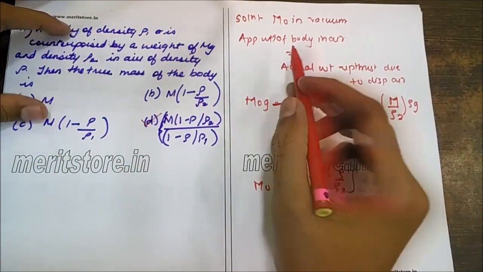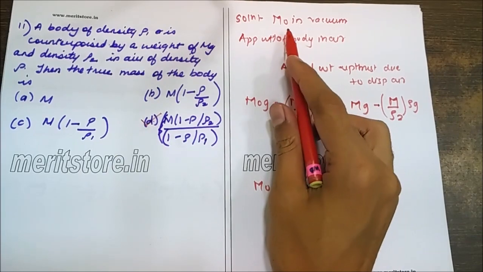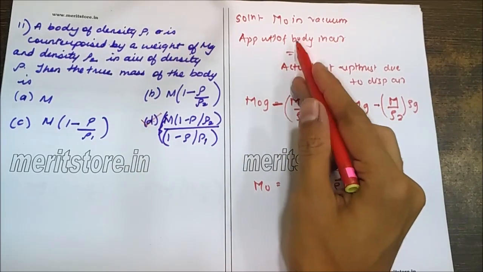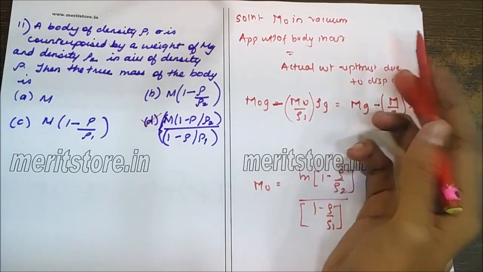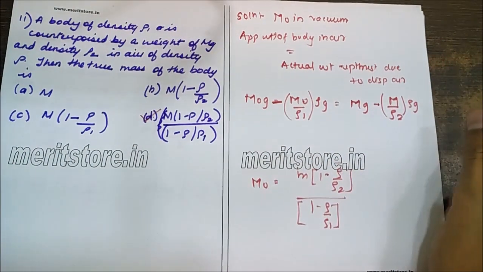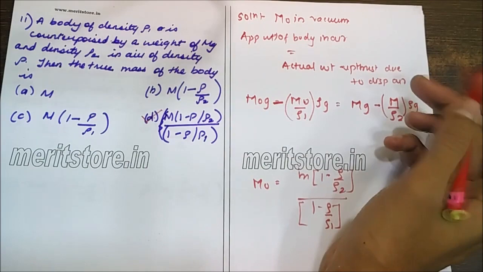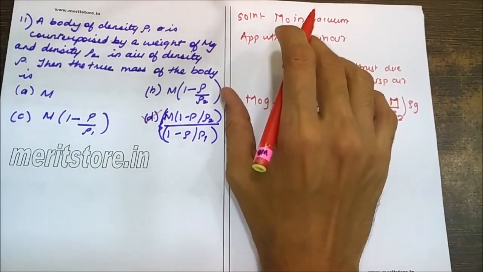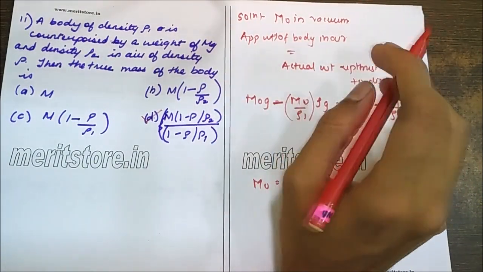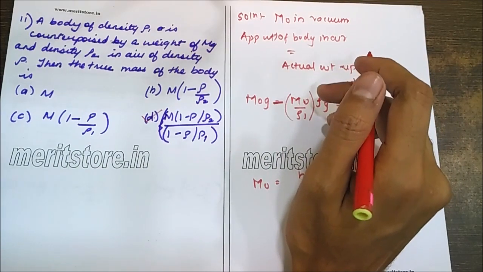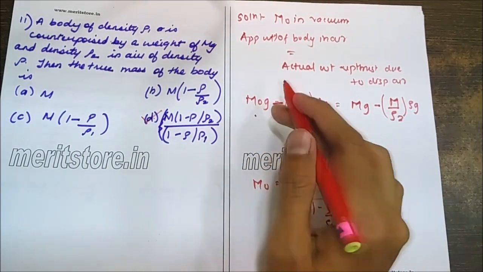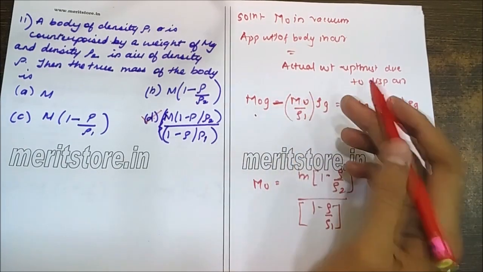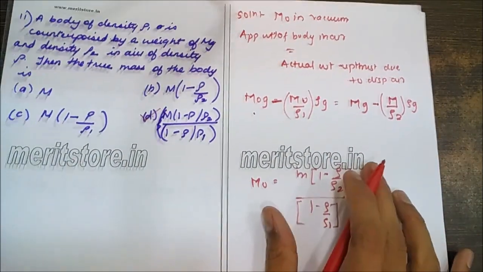Okay, so here we have considered a mass of body m0 in a vacuum. So the apparent weight of the body in the air will be equal to the apparent weight of the weight used in the air. So that will be equal to the actual weight of the body minus the upthrust due to the displacement in the air. So we have got the actual weight and apparent weight, and then we have to solve the problem.